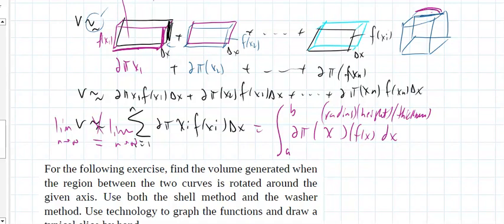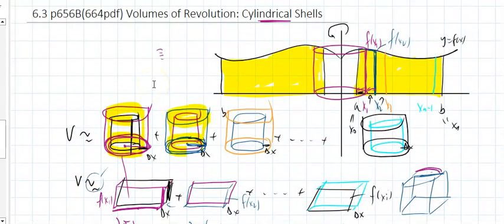So basically, this is what I have to do every time to figure out the volume of the revolution using the cylindrical shells. And all I have to do is pick my rectangles parallel to the axis of rotation.